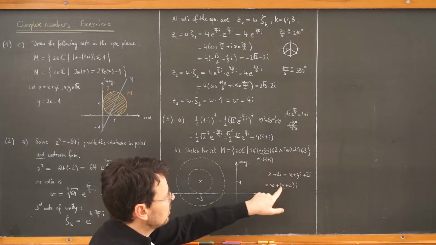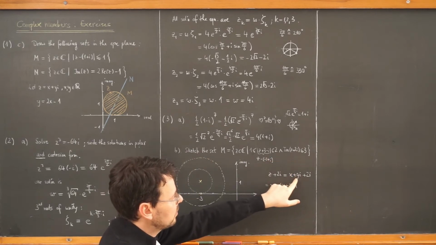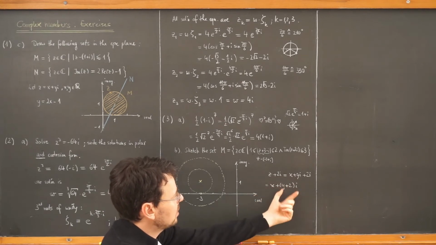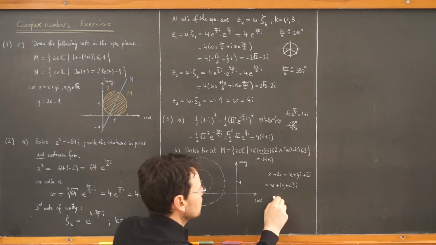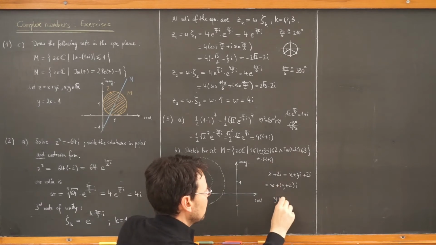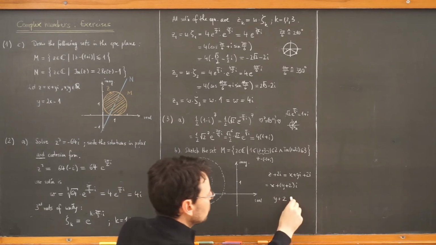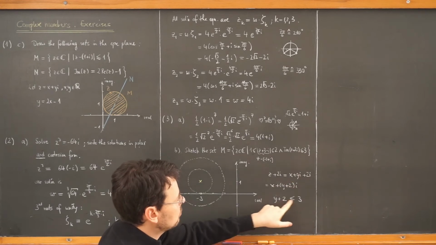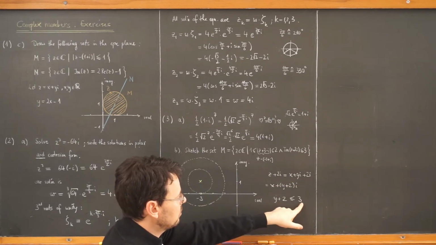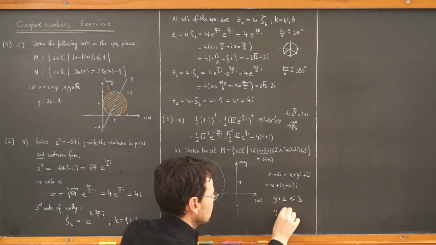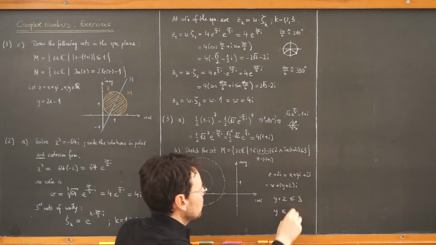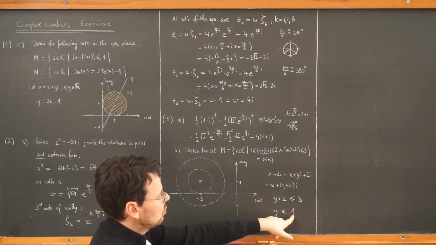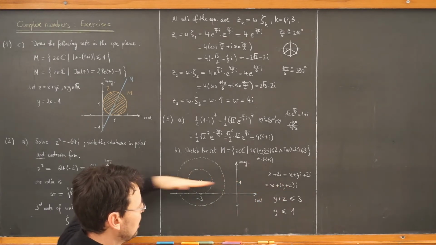So this number here is, as always, x and y are real numbers: x plus y plus 2 times i. So the imaginary part of this is y plus 2. I end up with the condition y plus 2 must be less than or equal to 3, or simply the imaginary part of our number z must be less than or equal to 1, which is a half plane.